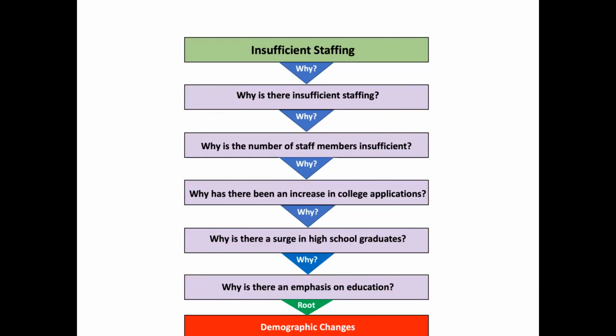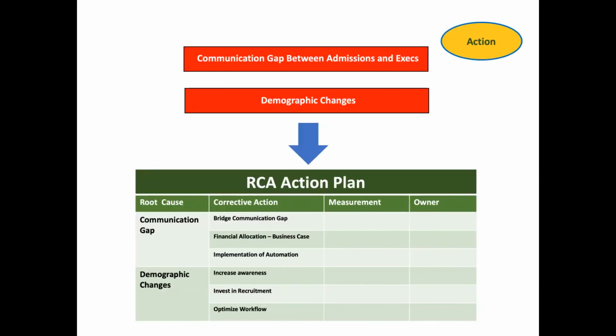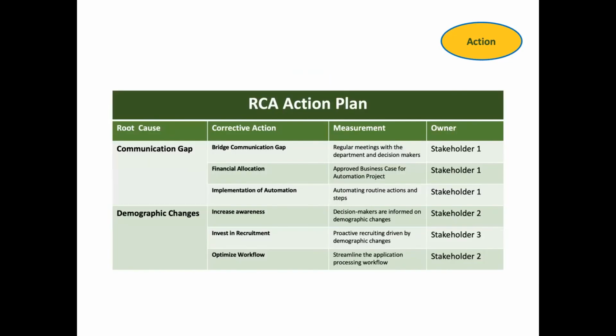So let's assume that after performing the 5 whys, it was determined that the root cause was that demographic changes led to an emphasis on higher education. Now it's time to take action. From here, the business analyst would use the root causes as inputs to formulate an action plan. Each root cause should have a number of corrective actions to address the cause, assessment measures to determine the effectiveness of the corrective action, as well as owners who will be responsible to execute the corrective actions. A root cause analysis is a powerful way to strengthen your project business case.